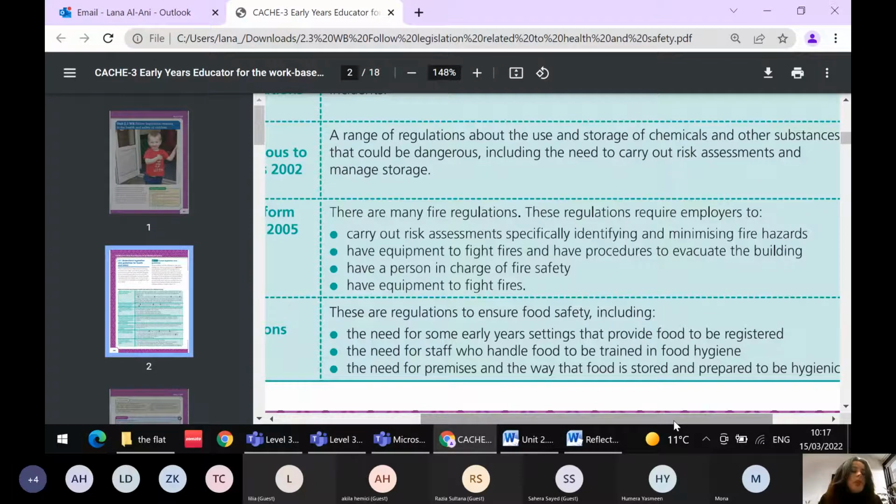And also have a person who's in charge of the fire safety. It could be the manager, a supervisor, or one of the employees who gets extra training and becomes the person in charge of fire safety. Also, this equipment should be there at all times, as we said, a fire blanket or fire extinguisher.